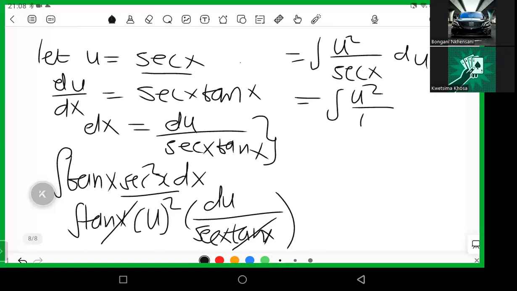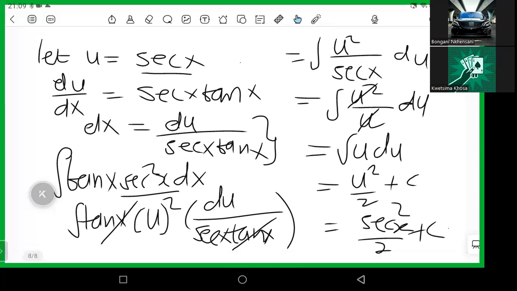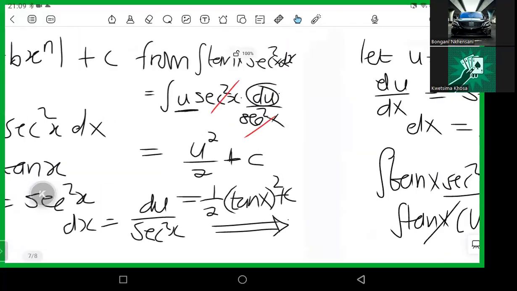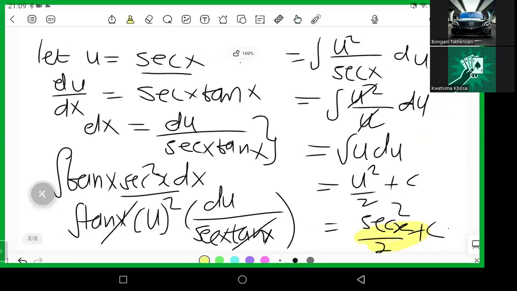But we know that sec x is equal to u. So they will cancel each other. Then we'll be left with the integral of u du, which will be u squared over 2 plus c. Then our final answer will be sec squared x over 2 plus c. So it's either you will be having this one or this one. It will depend on which u you used.